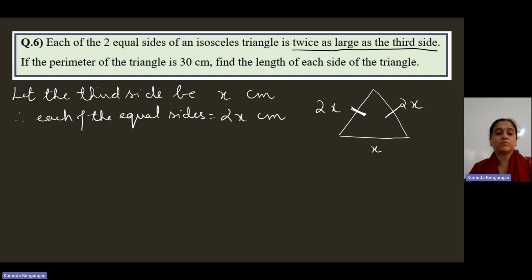Yeah, we're coming. So we're done with the assumption. Now we'll have to construct the equation. Let the third side be x. So the equal sides are 2x each. We're done with the assumption. Now we have to construct the equation.